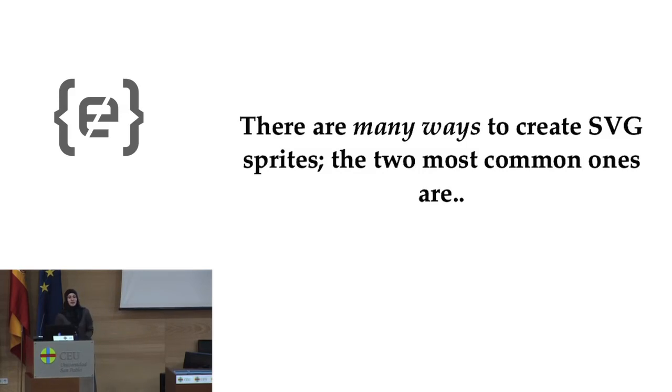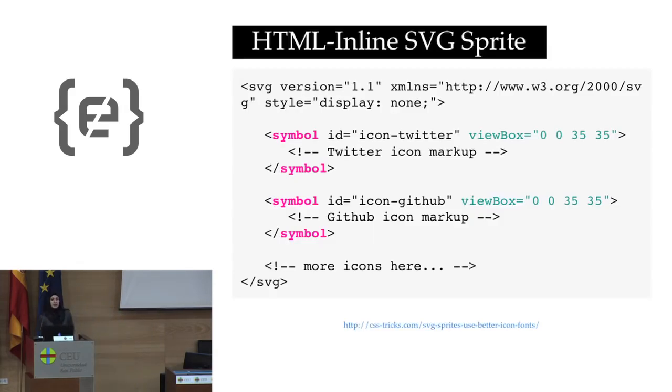There are many ways, and by many, I mean really many ways to create SVG sprites. The 2 most common ones that you're probably going to see if you search for SVG sprites, the first one is HTML inline SVG sprite. Okay, so first of all, how many of you are familiar with or have used CSS image sprites, the PNG type, before? Okay, so how many of you know what an image sprite is?